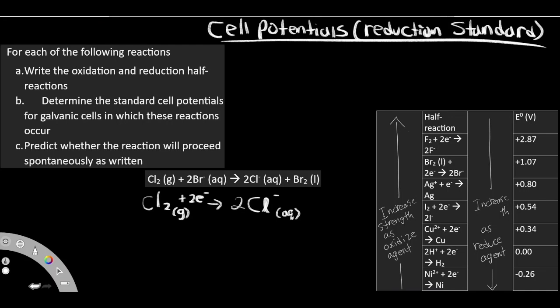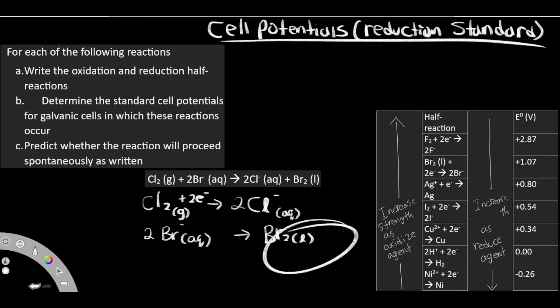Now we're going to do the same thing for the Br, our bromine. So we have 2 Br minus becoming our Br2. 2 minus over here, 0 over here, so let's add 2 electrons.